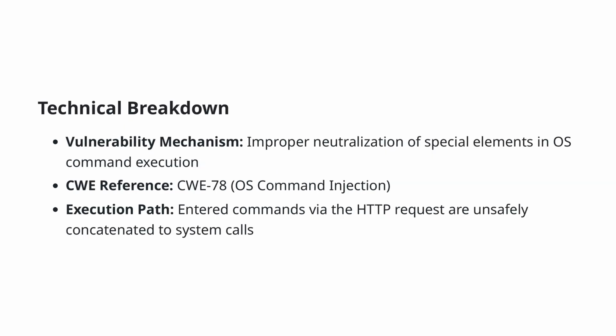This slide provides a technical breakdown of the vulnerability we're focusing on. The mechanism at play here is an improper neutralization of special elements within OS command execution. Specifically, this vulnerability aligns with CWE-78, commonly referred to as OS command injection. What happens in this case is that commands entered through an HTTP request are improperly concatenated with system calls. This unsafe concatenation allows attackers to manipulate those commands, potentially leading to unauthorized command execution at the system level. Understanding this execution path is vital to grasp how attackers can exploit such vulnerabilities and how it may impact your systems.